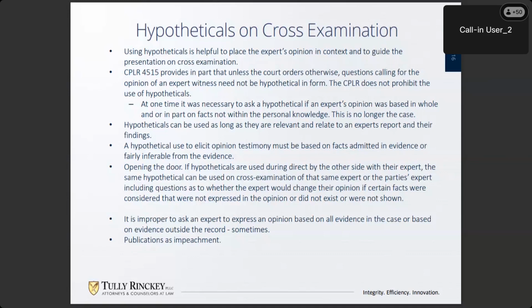And I cited a case, U.S. Dredging Corp. versus Lexington Insurance. That's in your course material. It stands for the proposition that a hypothetical used to elicit opinion testimony must be based on facts admitted in evidence or fairly inferable from the evidence.